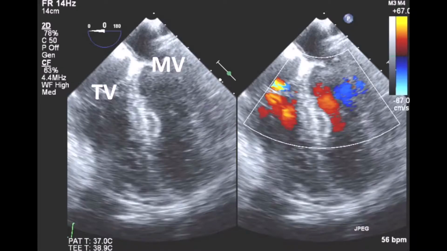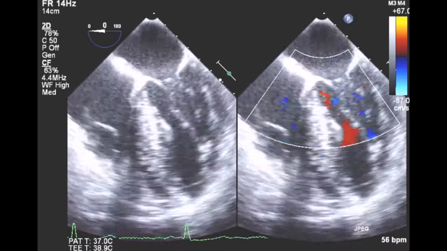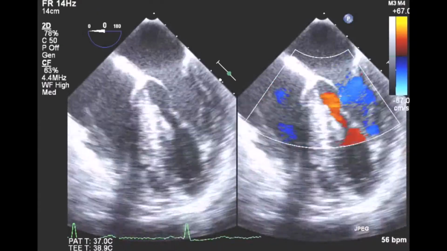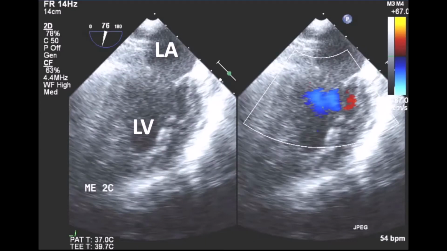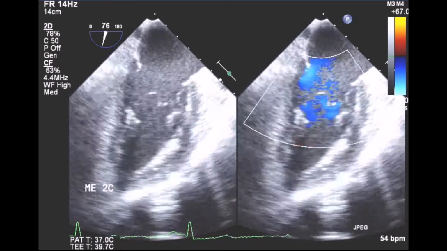These are overgain images of, again, 4-chamber view, tricuspid valve and mitral valve, mild tricuspid regurgitation noted. This is the 2-chamber view. You see the left atrium and left ventricle, and no significant mitral regurgitation.